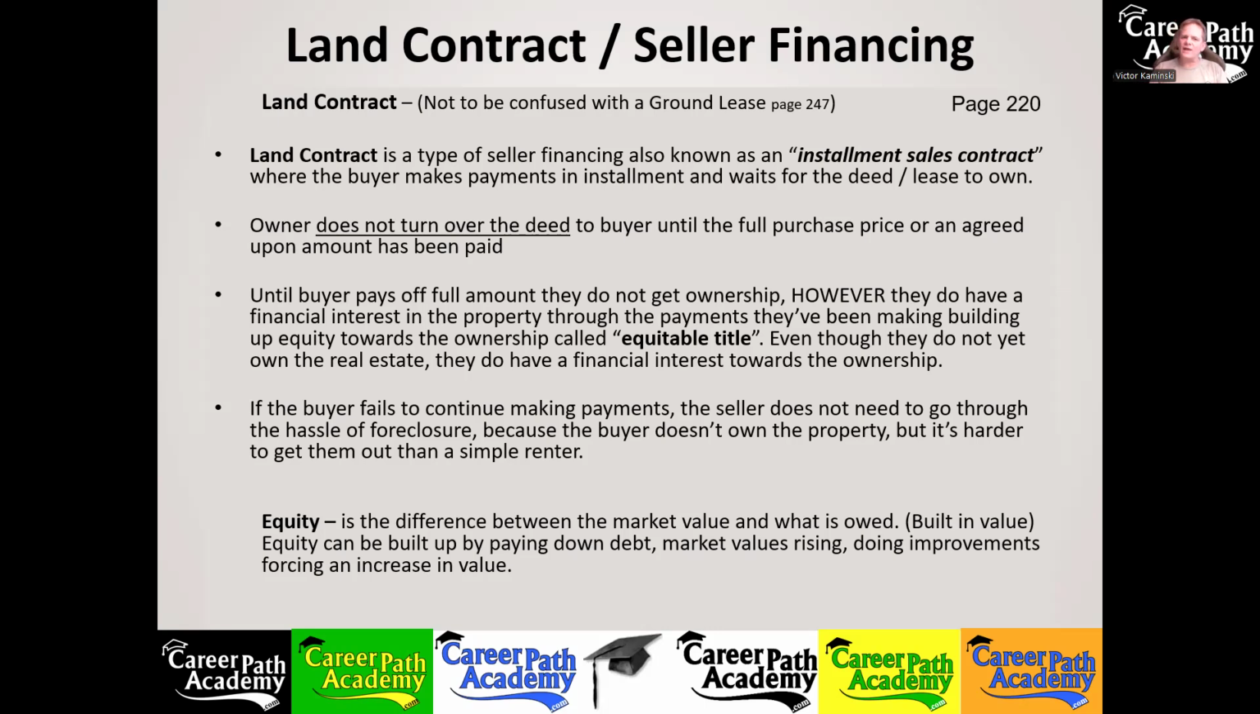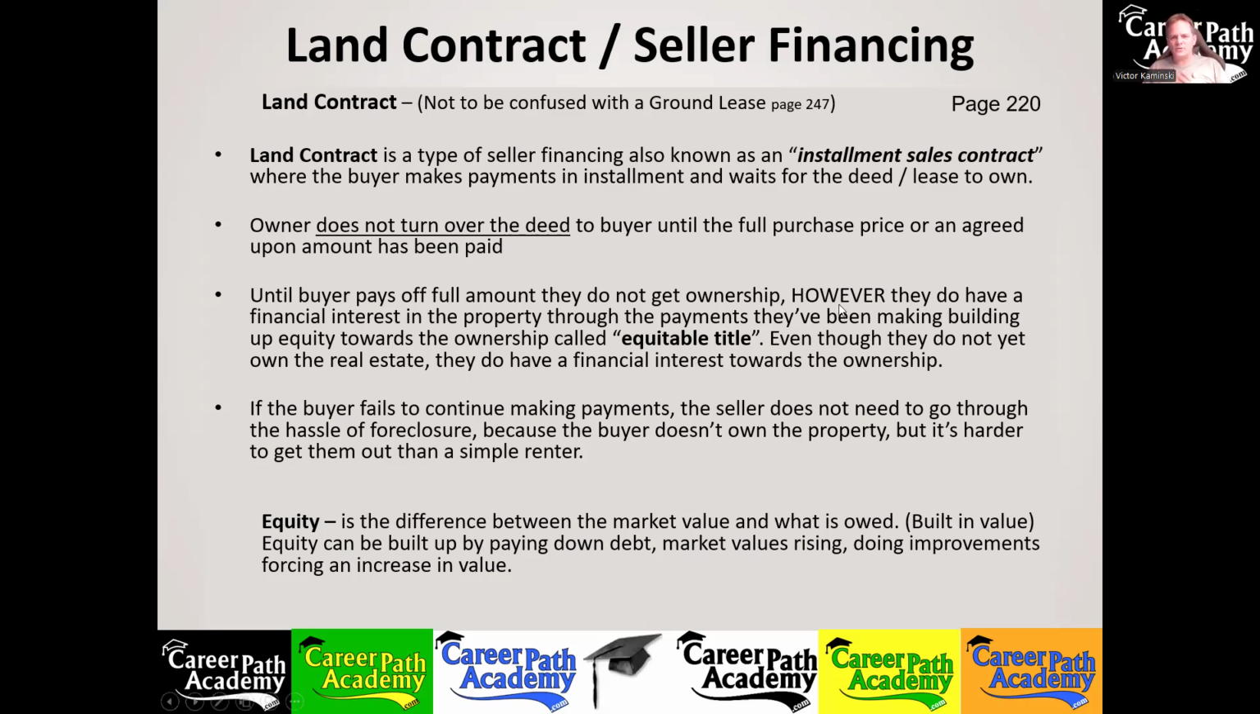So if the buyer fails to continue making payments, the seller doesn't need to go through the long, drawn-out, expensive process of foreclosure because the buyer doesn't own the property. However, it is harder to get them out than a simple renter through eviction. You can't just evict them either. The buyer is more than a simple renter when they're renting to own, because they made payments towards the equity. So it's harder to get them out than a normal renter, but it's easier than having to go through the hassle of foreclosure.